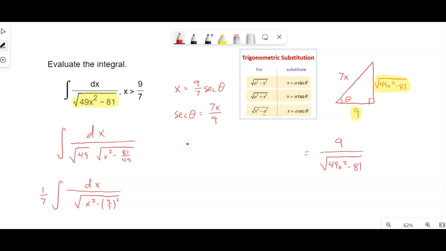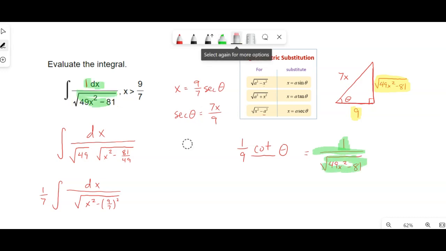So I have to ask myself, what trig function of this angle would create that? You can see this is adjacent in the numerator and opposite in the denominator, so that's cotangent. I don't have a 9 in the numerator, I have 1, so I would say this is 1/9 cotangent, which would put a 1 there. So all of that, not the dx, let me take that dx away, is just 1/9 cotangent. That's going to be part of my substitution.